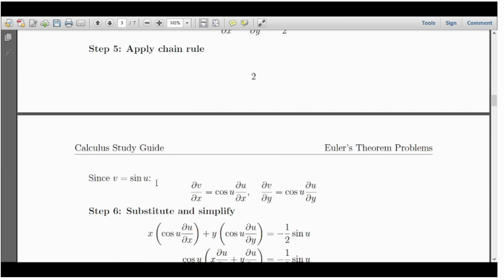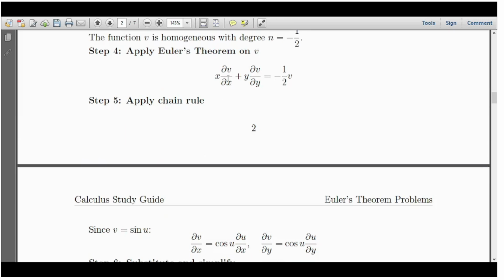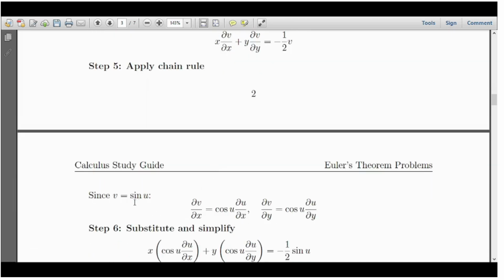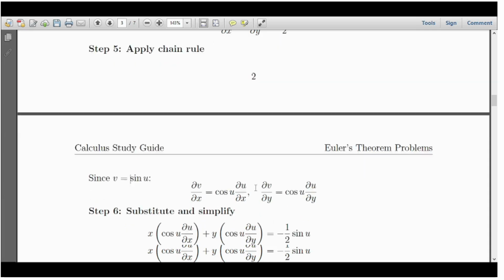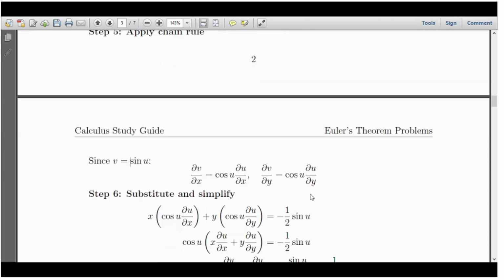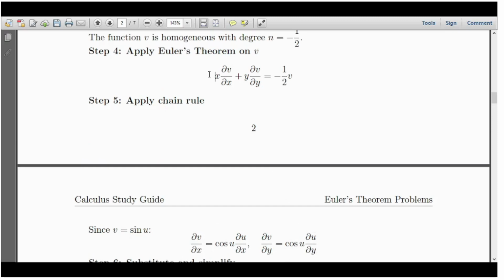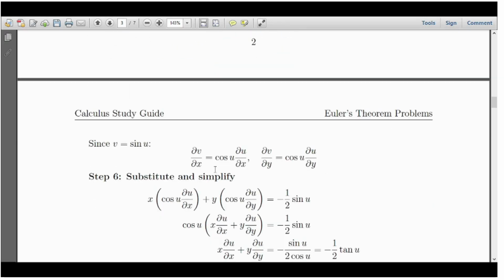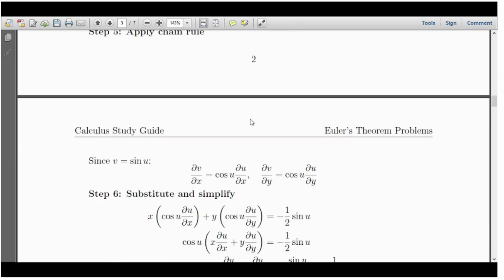Since v equal to sine u, so ∂v/∂x equal to, since sine u is a composite function and u is a function of x, y, the differentiation of sine u with respect to x is cos u into ∂u/∂x. Similarly, ∂v/∂y is cos u into ∂u/∂y. Substituting this here, x ∂v/∂x plus y ∂v/∂y equal to minus 1/2.